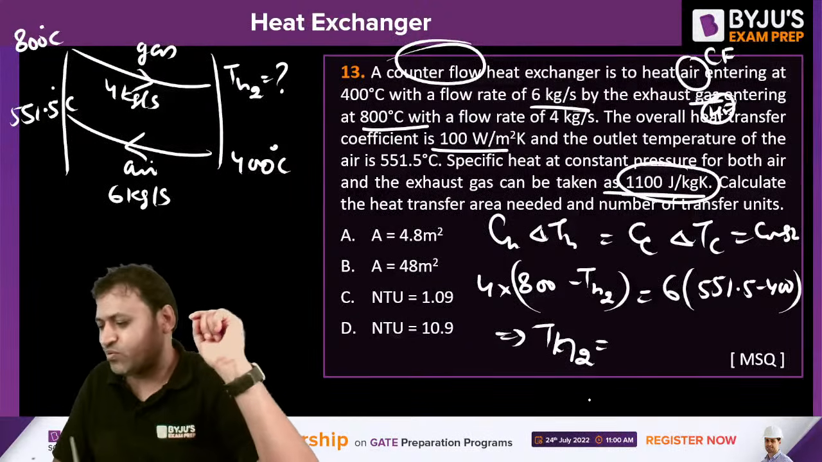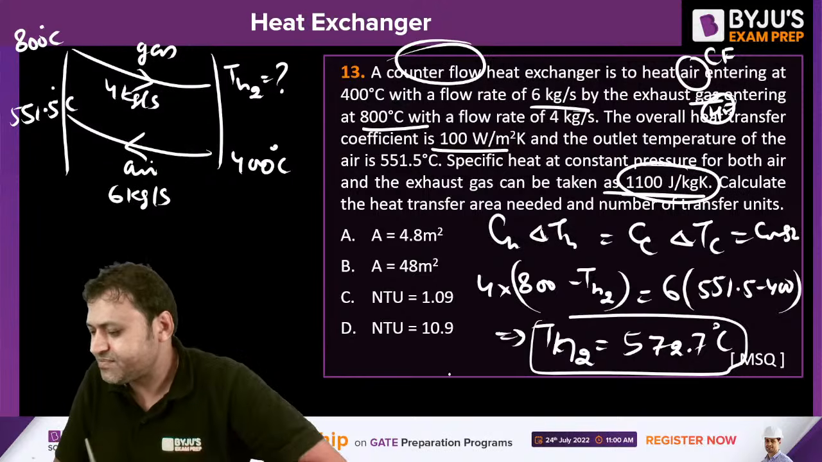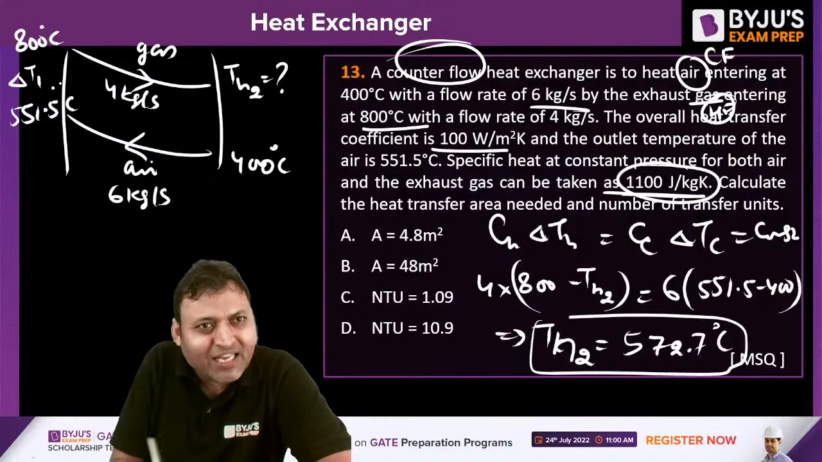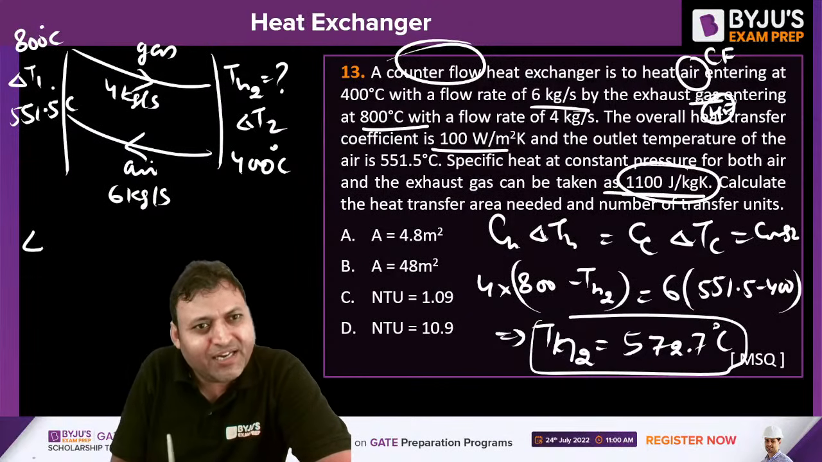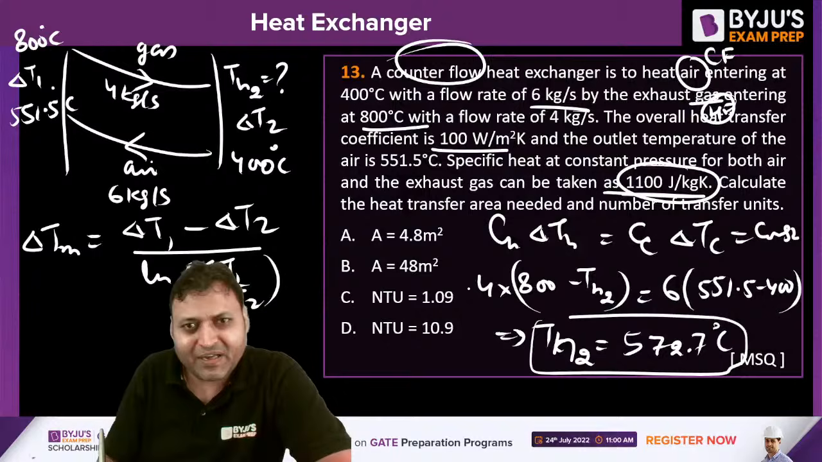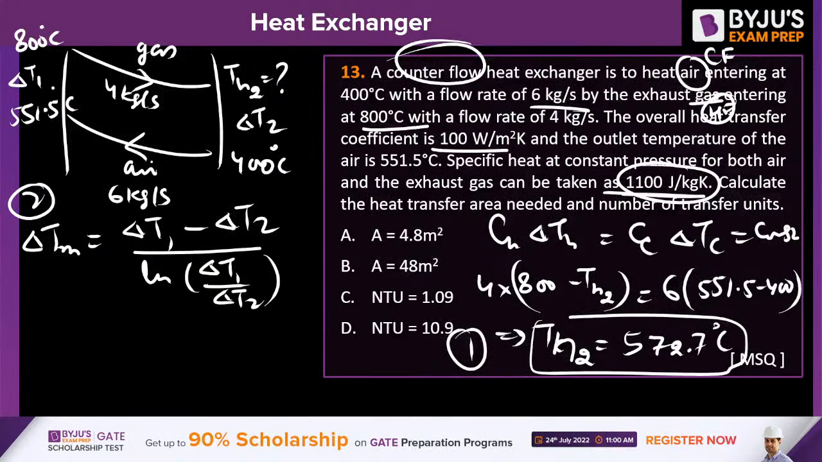What is the value of TH2? Are you getting 572.7? TH2 is 572.7 degrees Celsius. Now, once we get that, then delta T1, delta T2, find out LMTD. That is delta T1 minus delta T2 upon natural log of delta T1 by delta T2. First step is to find out TH2, because without knowing the terminal temperature we cannot find it. Then the second step is to find out LMTD. The formula for LMTD is delta T1 minus delta T2 upon natural log of delta T1 by delta T2.